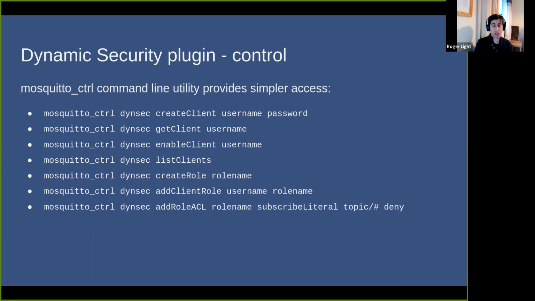But we also provide the mosquitto_ctrl command line utility to give simpler access. There are some examples there: creating clients, getting client information, listing the clients. You can enable and disable clients, so a disabled client can't connect and will never be authenticated, but you don't have to delete it, and so on. There's documentation for that online. You can use that to connect to remote brokers as well, with the appropriate encryption and authentication, of course.